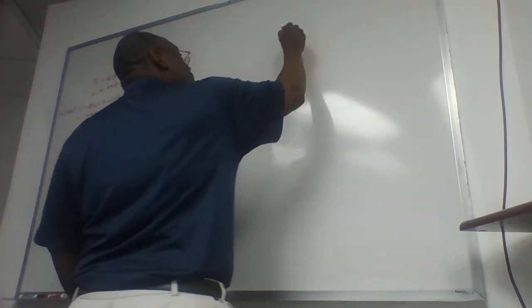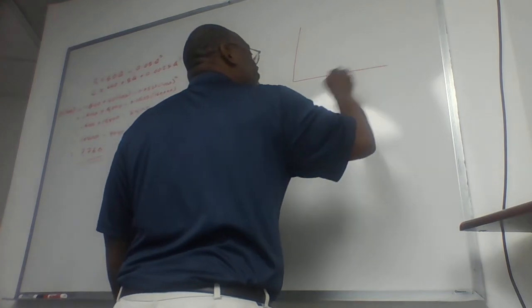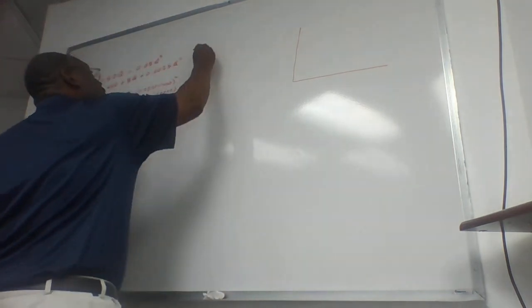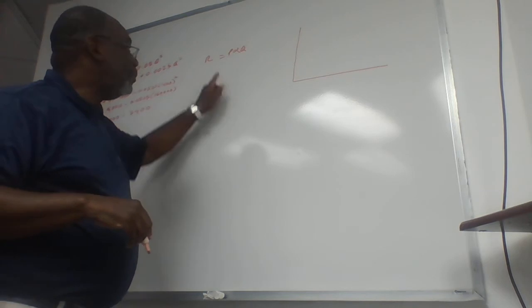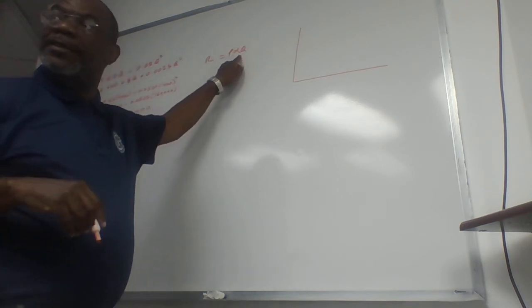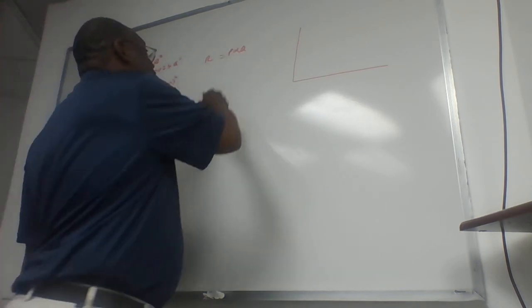We have two things that we're able to plot. We're able to plot our revenue equation, price times quantity. So we know revenue is P times Q. We know what the price is and we know what the quantity is, so we can get those amounts and end up with a revenue equation.